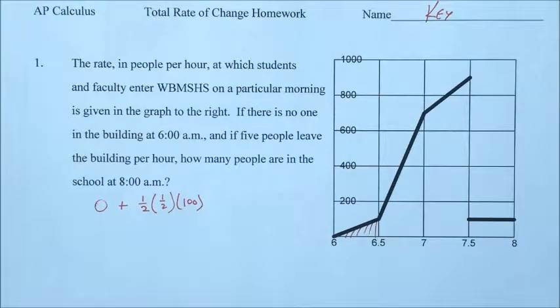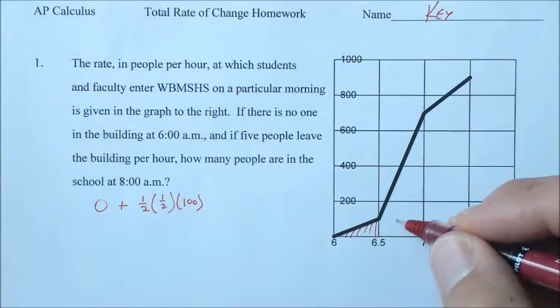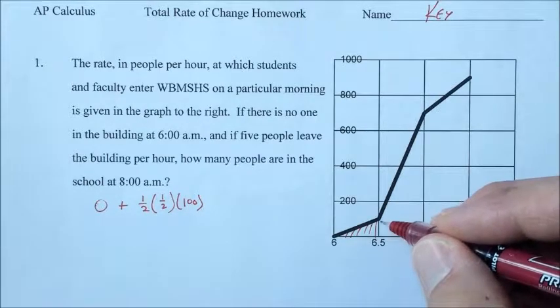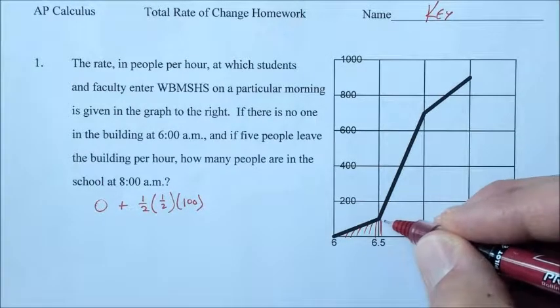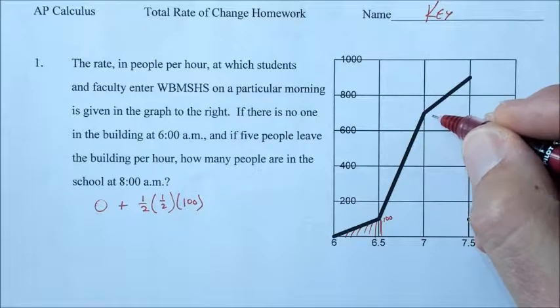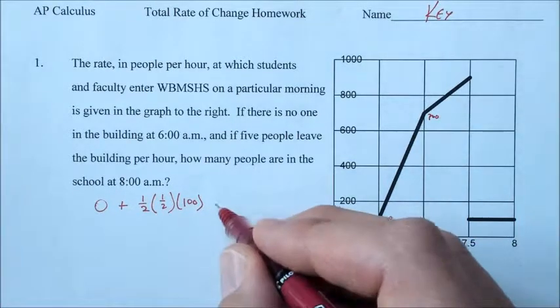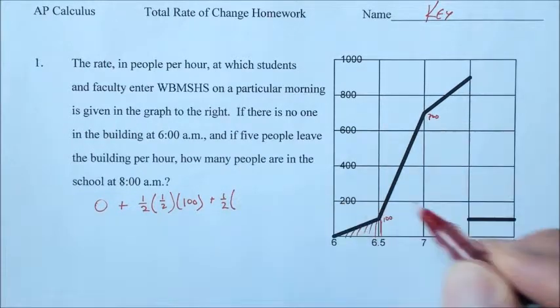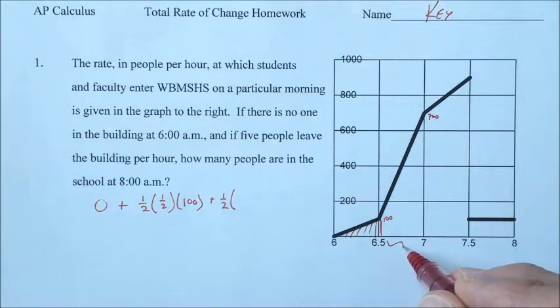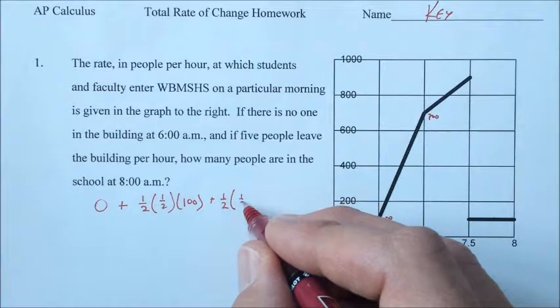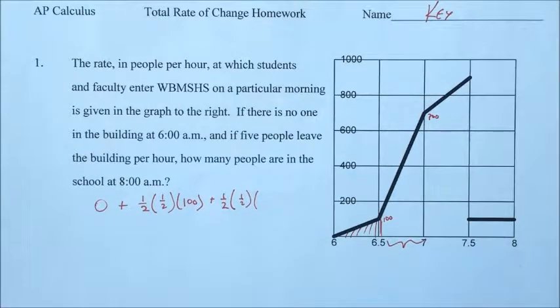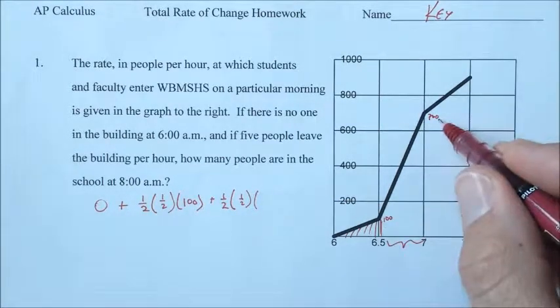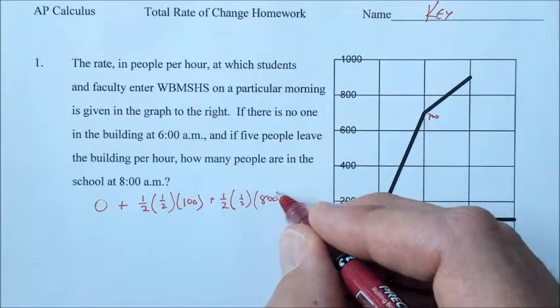Okay, now we can go to our trapezoid here, and we see that we have one base, which is 100. We have another base, which is 700. So our trapezoid area is 1/2, and then the height, which again is half an hour, and then the sum of the bases. So 100 plus 700 gives us 800.